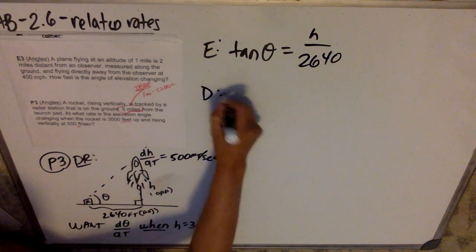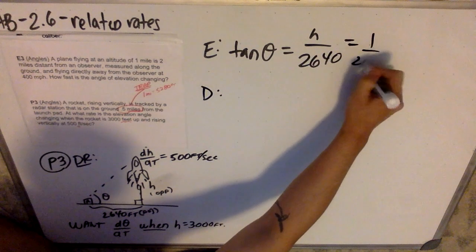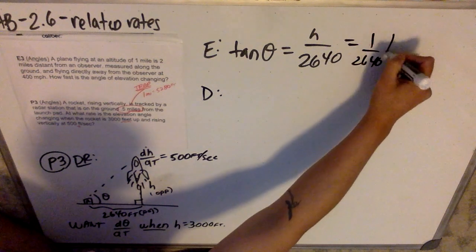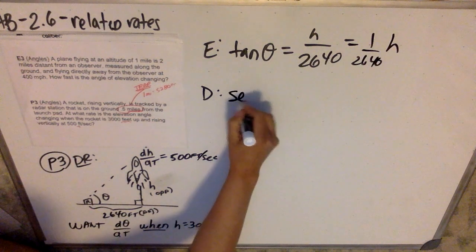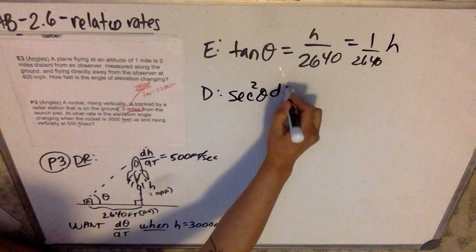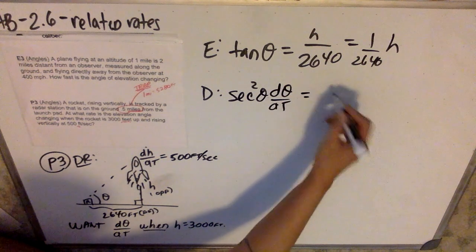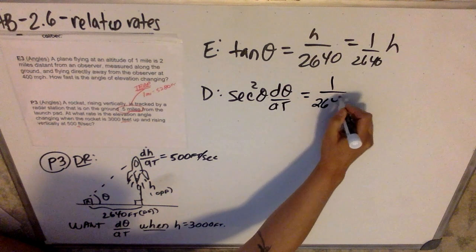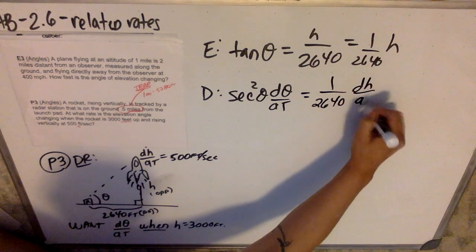So when I differentiate, remember that this, by the way, is just the same as this coefficient, the 1 over 2640 times h, right? So we already saw that the derivative of tangent was secant squared theta d theta dt. On the other side, I'm going to get a 1 over 2640 times dh dt, right?